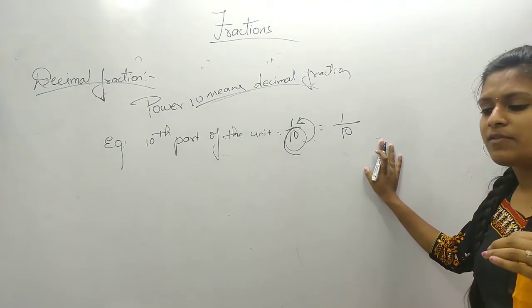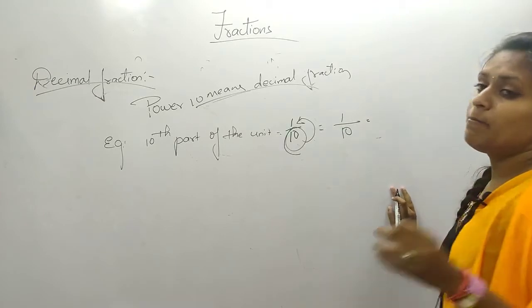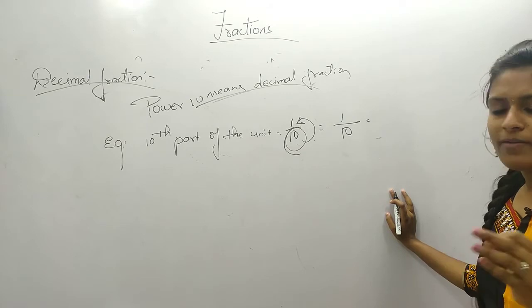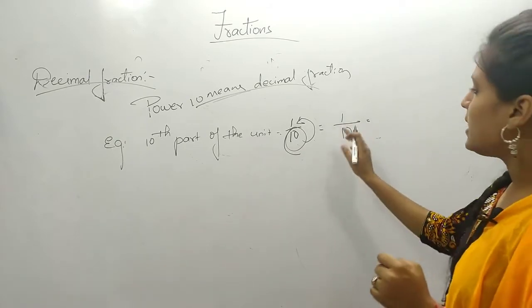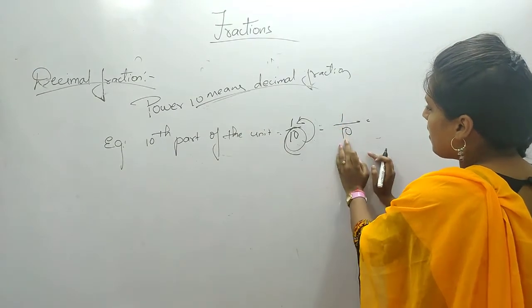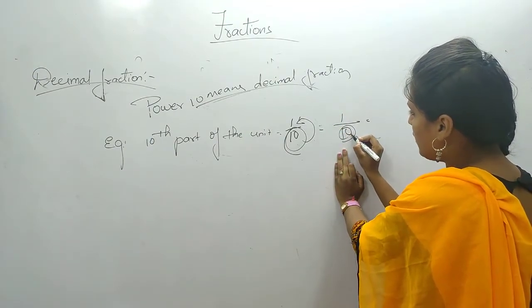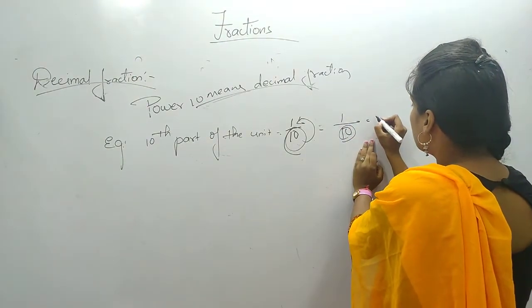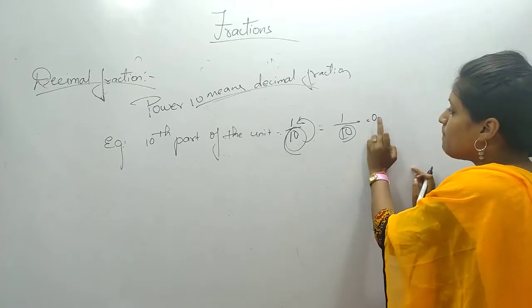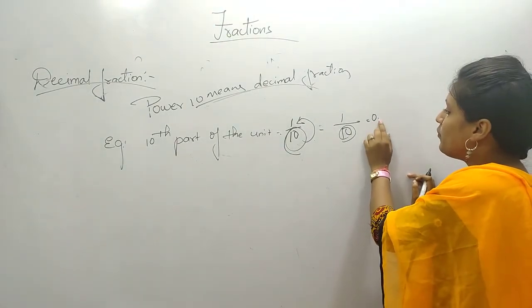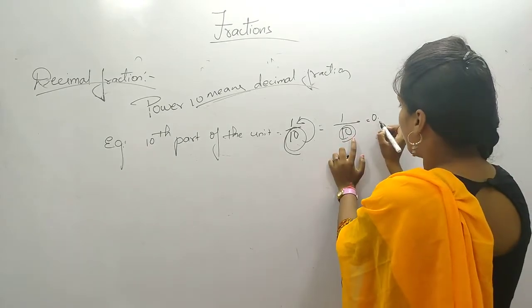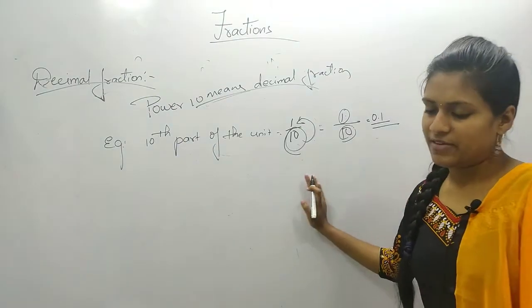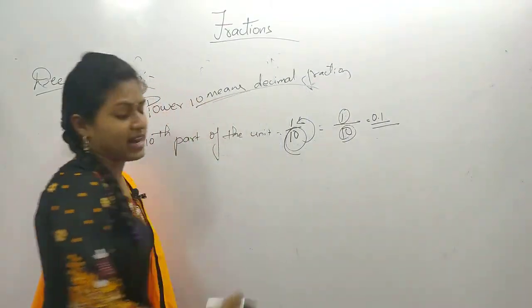How can we write it in decimal form? In decimals, the point is the very important thing, which you will learn in further classes. Look at 10: how many zeros are there? Only one zero, so one decimal place. Then you take the point, and before the point a 0 must be placed. 0 point, then the number given is 1. So 0.1. This is the decimal fraction.